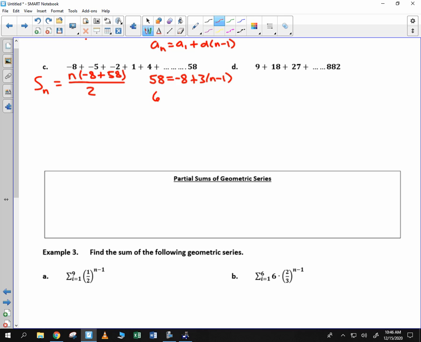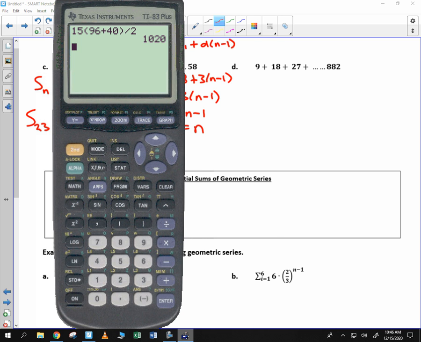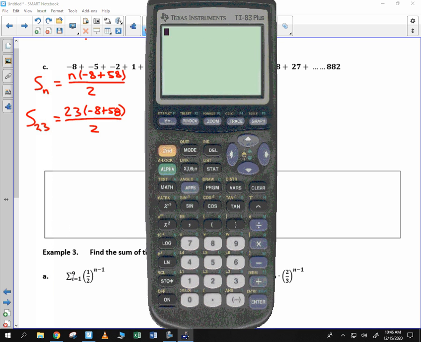So I get 66 is equal to 3 times n minus 1. Or 22 is equal to n minus 1. Or 23 is equal to n. So the sum of the first 23 terms is 23 times negative 8 plus 58, divided by 2. Take out the calculator. 23 times negative 8 plus 58 is 50. And we divide by 2. And we get 575.